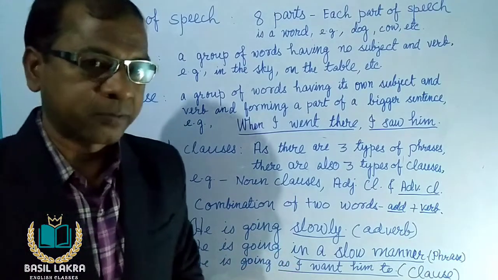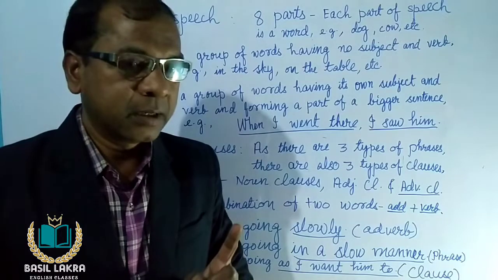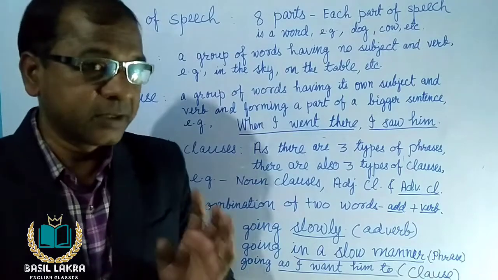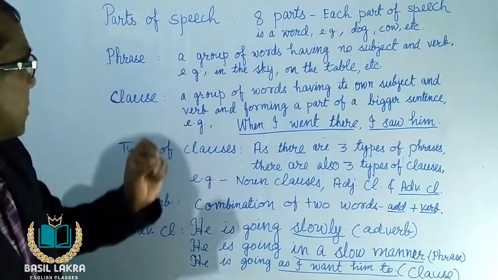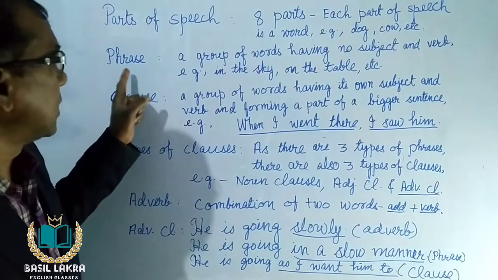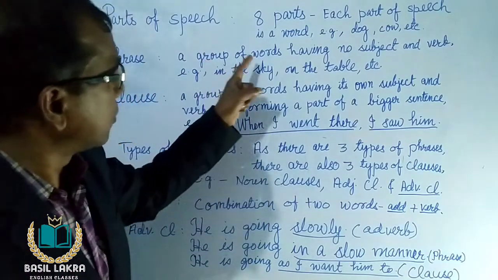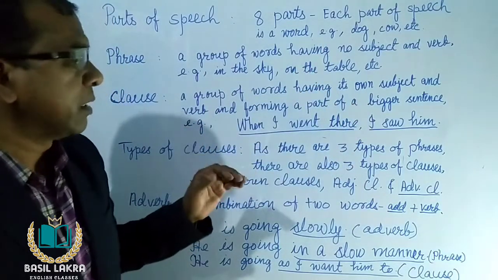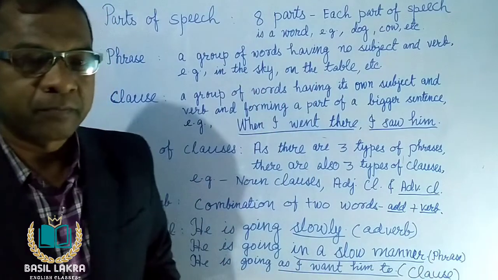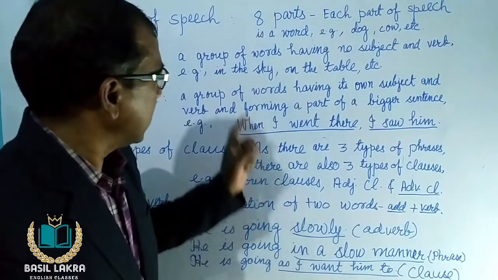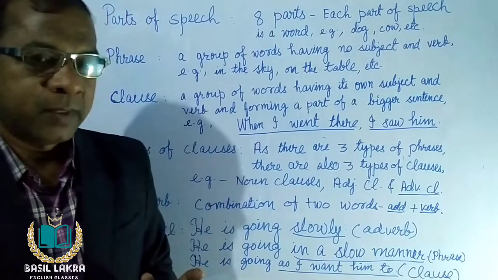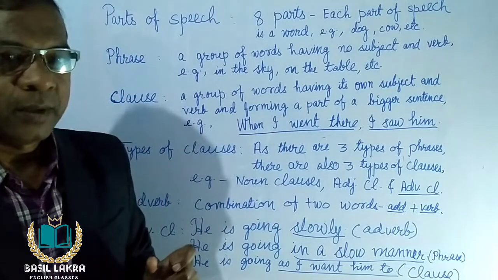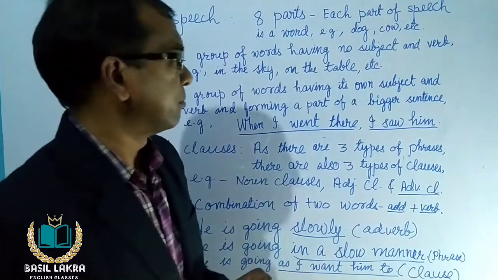Take any part of speech. For example, adjectives. Good is an adjective. It is a word. Now let's say something about what a phrase is. A phrase is a group of words having no subject and no verb. For example, in the sky, on the table, etc. In the sky is a group of words. It has no subject and no verb. On the table is also a phrase which has no subject and no verb.